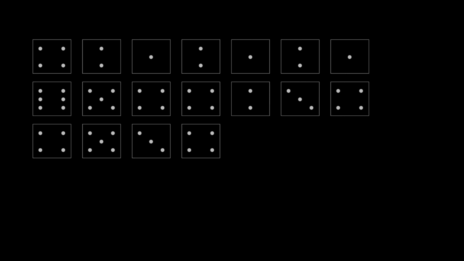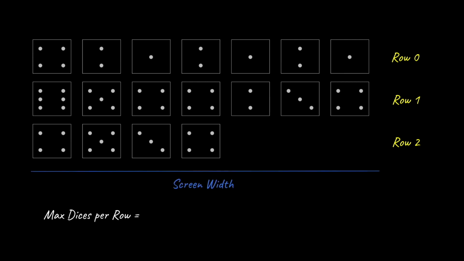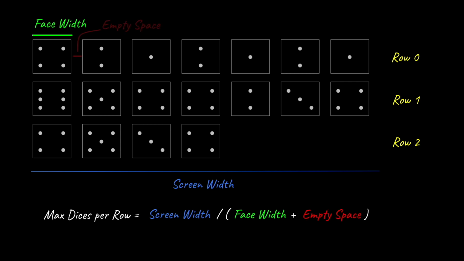Let's suppose to have 18 dices. And as you can see, because of the screen size, these are going to be displayed across 3 rows. The idea to get this done is pretty easy. If we knew the total number of dices that we can display per row, then we would be able to take all the dices, split them in groups, and assign each group to a new row. So let's see how we can compute the maximum number of dices per row. This is going to be equal to the ratio between the screen width and the face one. However, we must not forget there's going to be empty space between 2 faces. That's why we have also to sum that up.